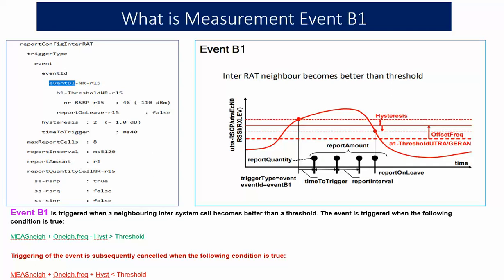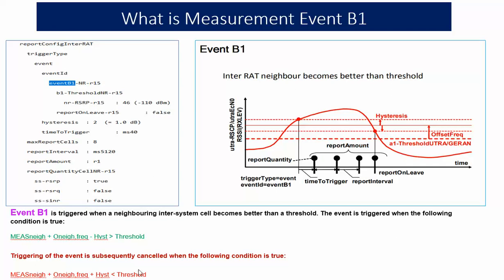B1 and B2 are used for inter-RAT, but B1 is used for moving from a lower rate to a higher rate. Suppose you are in 4G and want to camp on 5G, that time the B1 event will be used. When the B1 event triggers, we send a measurement report on the basis of the B1 event, and then the UE camps on 5G.